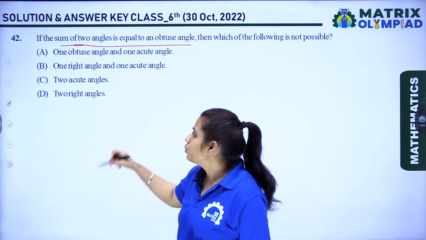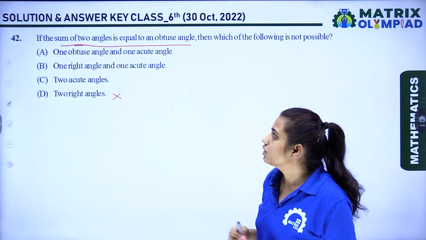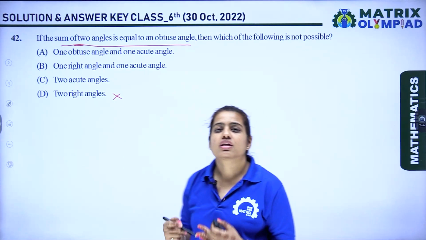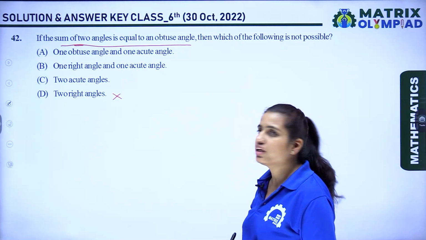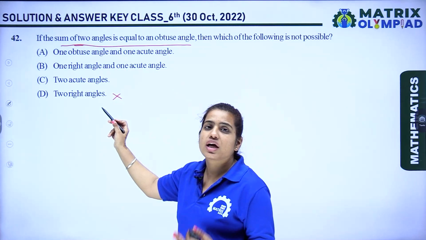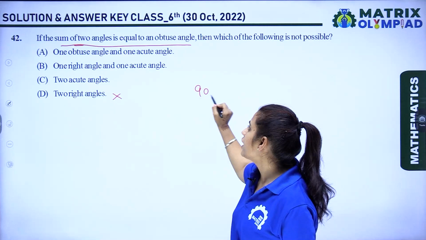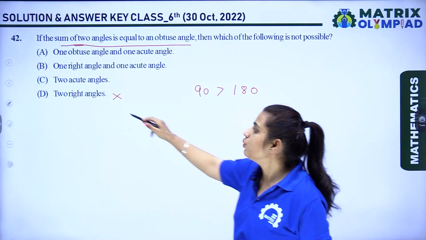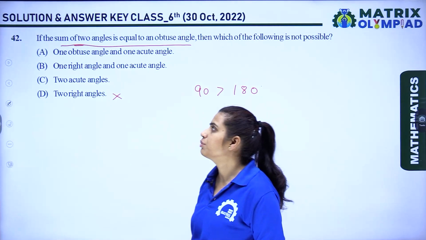No, this option is not valid for the situation, because the sum of two right angles is 180 degrees, and 180 degrees is not an obtuse angle, it is a straight angle. An obtuse angle is greater than 90 degrees but less than 180 degrees. So here two right angles are forming 180 degrees. So this condition is not possible for the question. So option D is the correct answer.